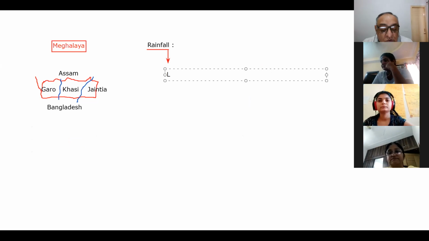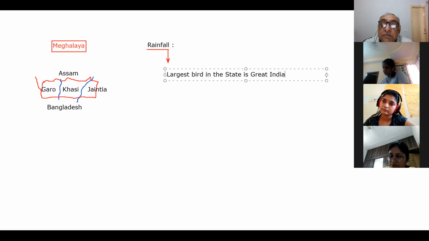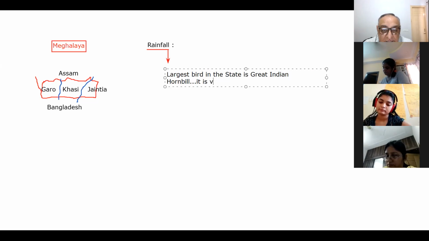And next is the largest bird of the state, right? Of the state, it is not that it is official. In the state is the great Indian hornbill. So the great Indian hornbill is found here. One more important thing I would tell: it is a vulnerable species, not endangered, not critically endangered. If it is asked to you, it is a vulnerable species, right?